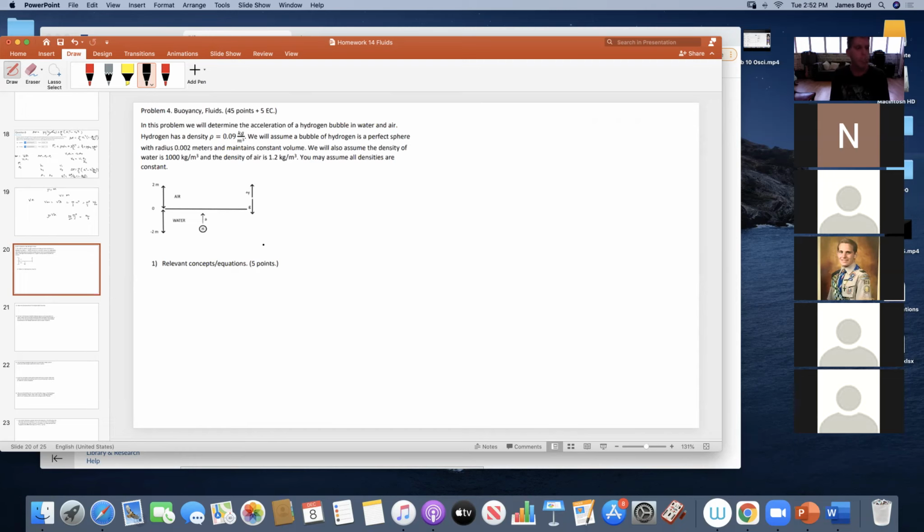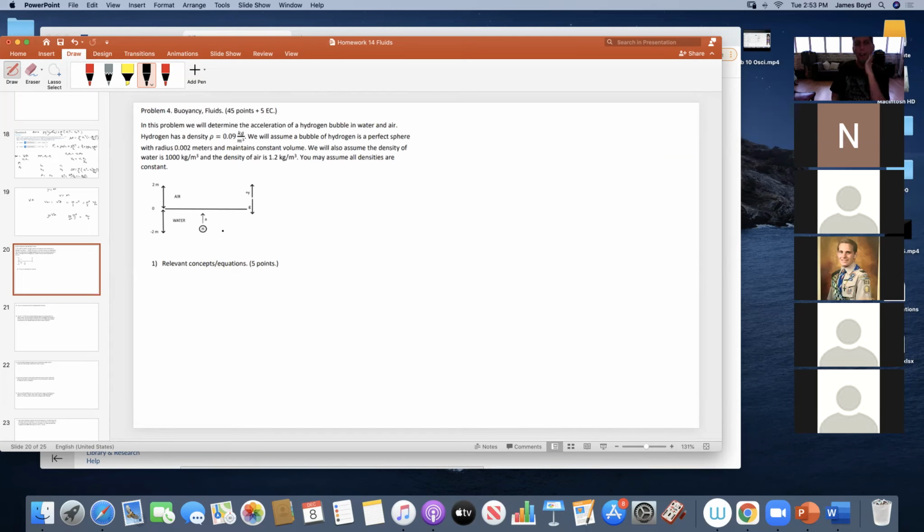Anyway, I don't know which one of the two practice finals this was, but in this one, what we have is basically like a bubble in a sparkling water. So you have like a LaCroix water, and you're looking at the bubbles in the water and they're floating to the top. This bubble is going to be made of hydrogen, and I give you the density of hydrogen, and I tell you that the bubble is a perfect sphere with a radius of 0.002 meters, and it has constant volume throughout this whole problem. So the bubble's not going to get bigger. And the water has a density of 1,000. And the density of air is 1.2.